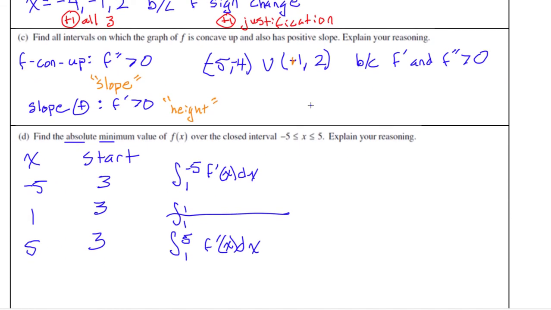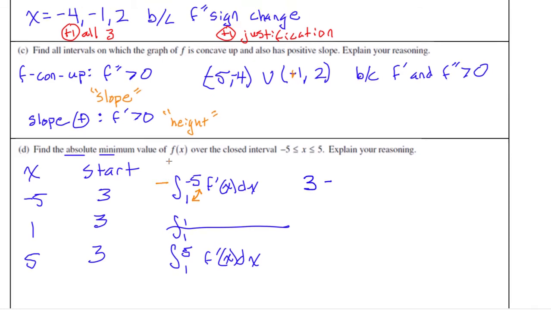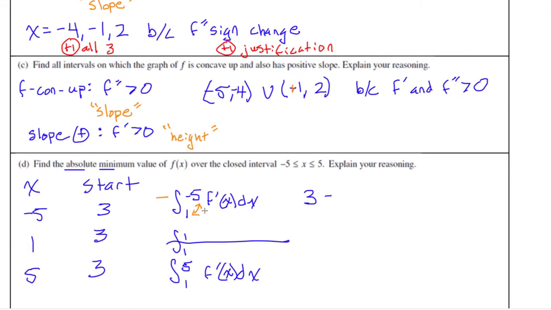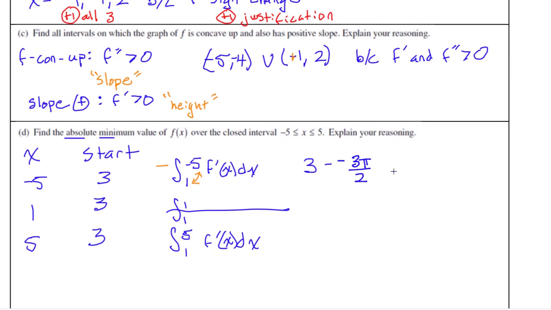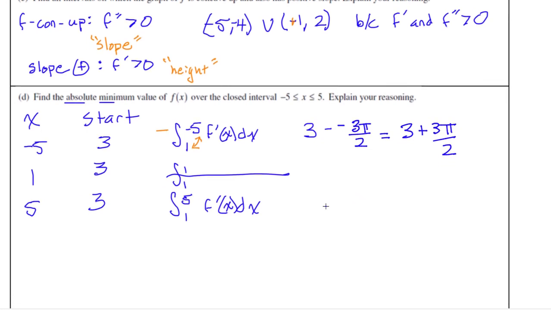So from there, if I add them all up, our start was 3, and then I have to subtract, because I'm going to have to switch these bounds. If I switch these bounds, it's going to become a minus, so I'm going to subtract here. And when I add up all of those from -5 to 1, I actually get a negative value, so it's going to be minus a negative 3 pi over 2. And that's going to just turn into 3 plus 3 pi over 2. And this one is, again, I have the initial condition of 3 plus, and when I get this integral, it's going to evaluate to 2.5.